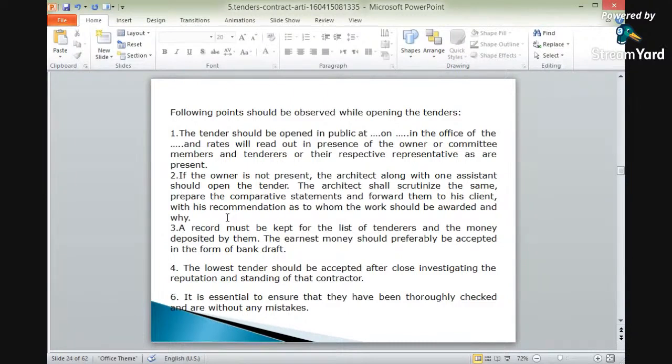Fourth, the lowest tender shall be accepted after close investigation of the reputation and standing of that contractor. If he is fulfilling the terms and conditions, the lowest tender will be accepted for the particular type of work. It is essential to ensure that the tenders have been thoroughly checked and are without any mistakes. The amount and the descriptions should be properly checked and tallied so that there are no mistakes regarding the acceptance of the tender.